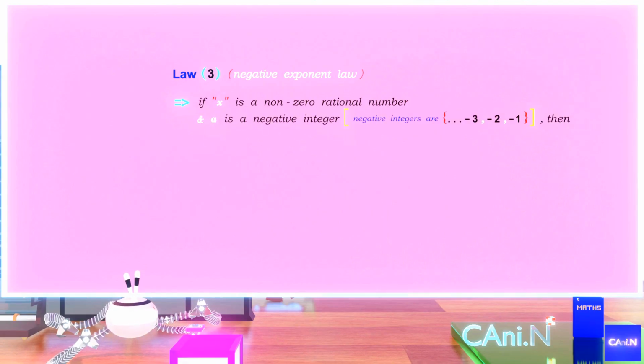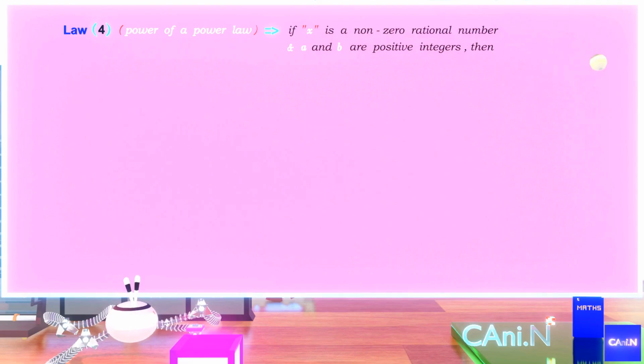Law 3 or negative exponent law. If x is a non-zero rational number and a is a negative integer, then x raised to the power minus a equals 1 by x raised to the power a. Law 4 or power of a power law. If x is a non-zero rational number and a and b are positive integers, then x raised to the power a is raised to another power b equals x raised to the power ab.